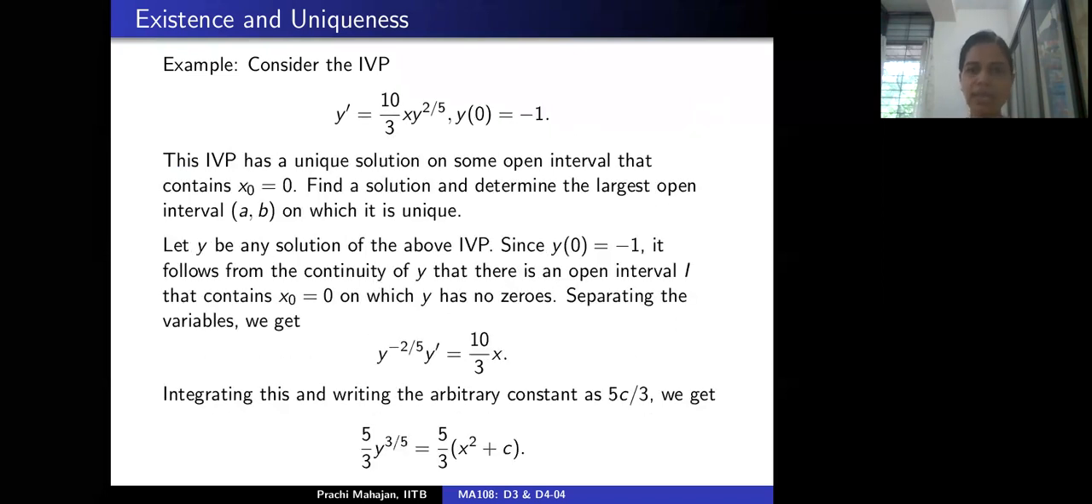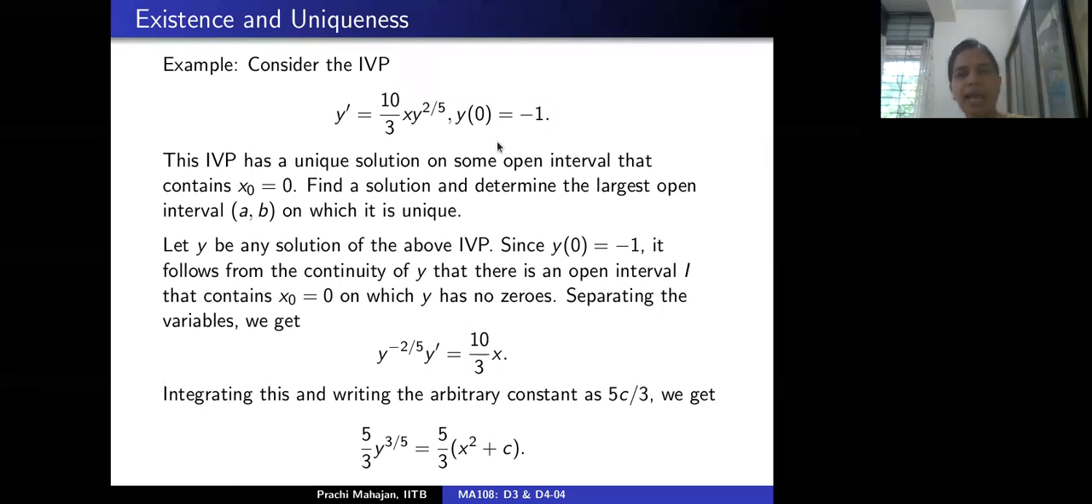Now, let's look at this problem. I have slightly tinkered with the initial data. At x naught equal to 0, y takes the value minus 1, right? Now, since y naught here is minus 1, which is different from 0, both the function f and the partial derivative of f with respect to the y variable are continuous. So the existence and uniqueness theorem says that the solution exists and is unique in an interval around the point origin. Correct? Now that's the first thing.